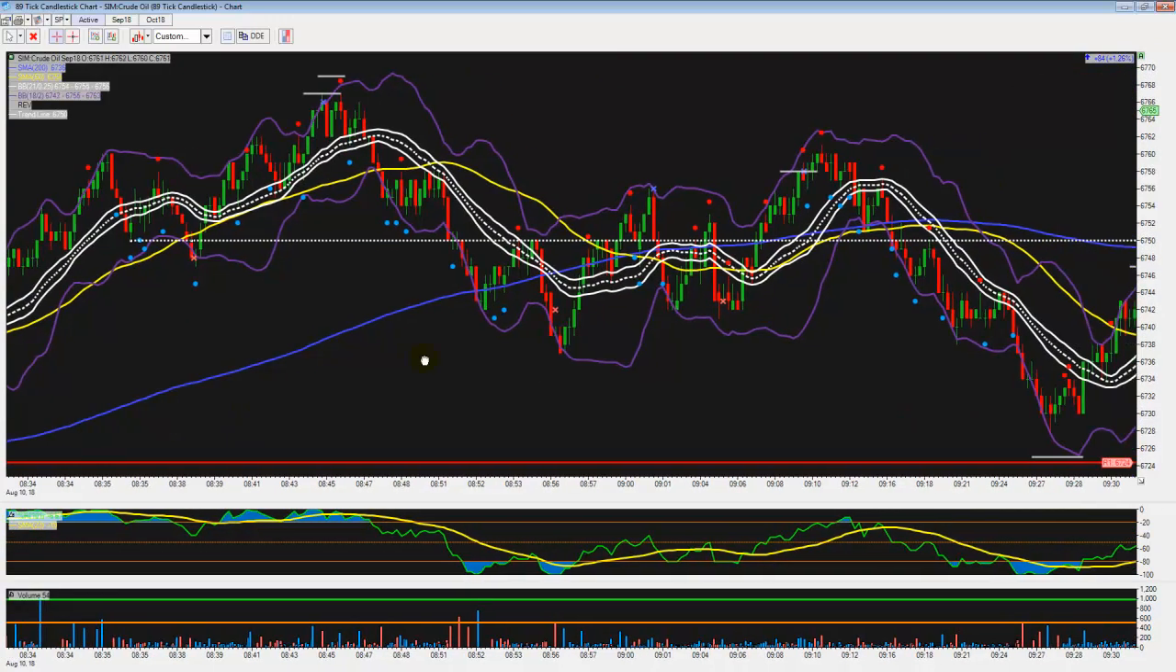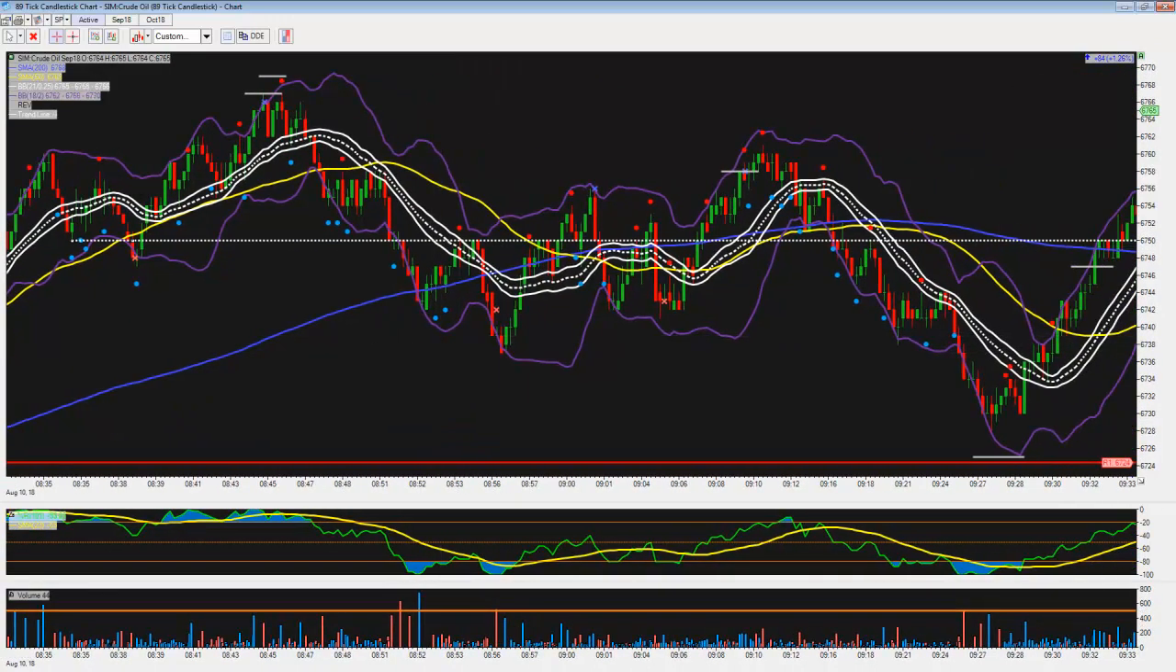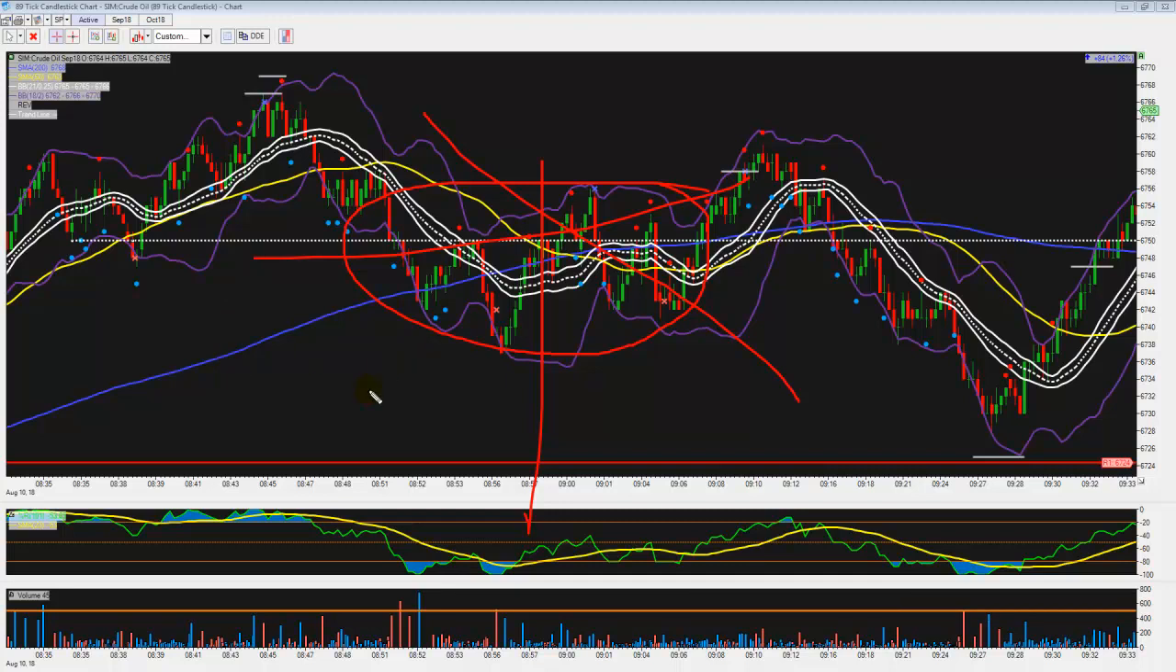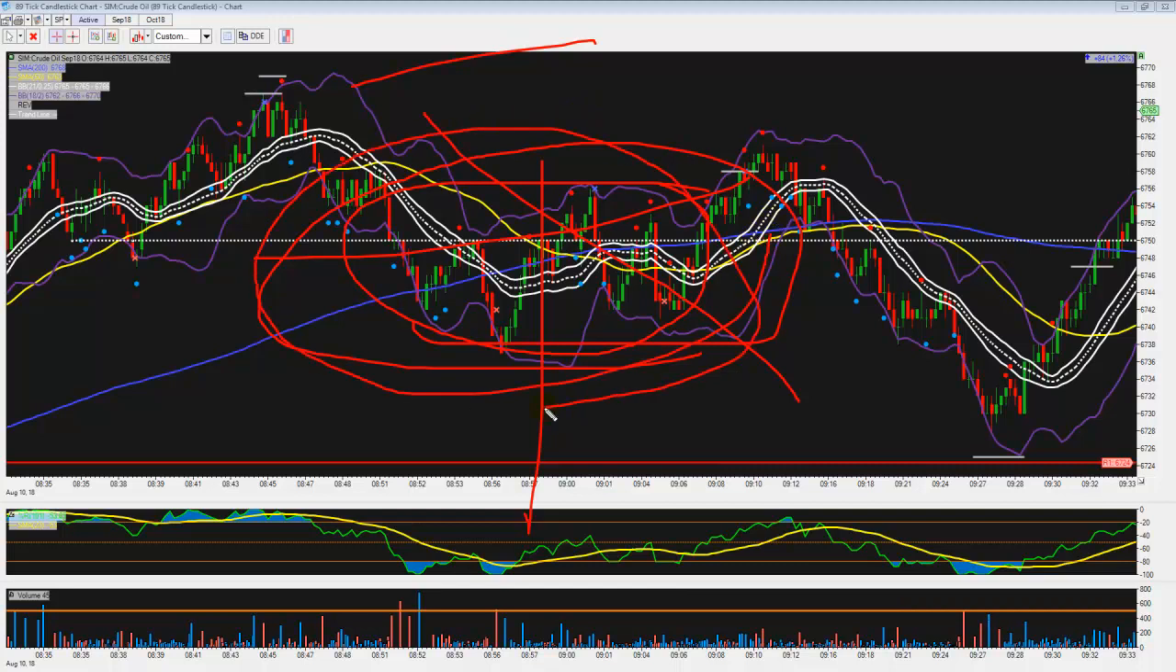So this area right here sucks, man. This is where most of my issues happen. Losing quickly. That's why I moved my stop up higher to start with, because I'm trying to get away from this crazy stuff.